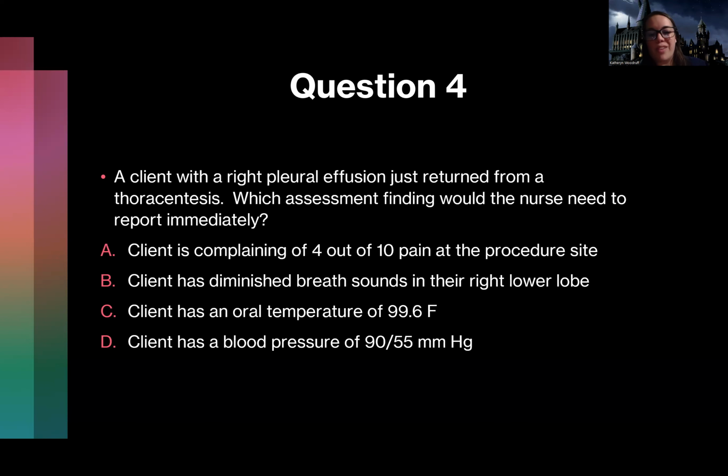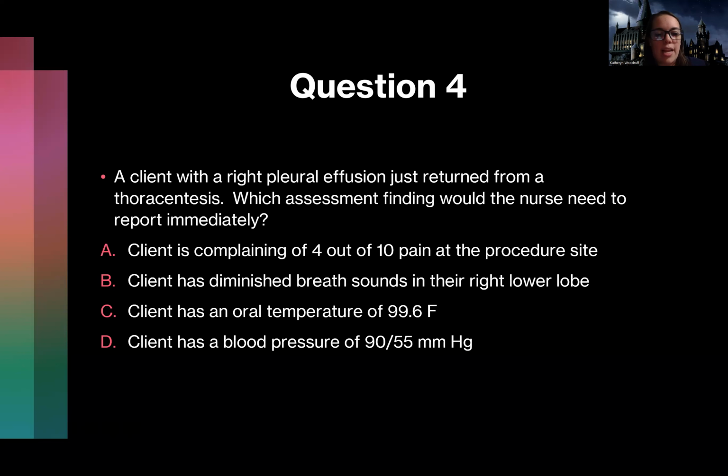Client has an oral temperature of 99.6. Well, that's not a fever. It's mildly elevated, but they might have that. They have some inflammation, other things going on, and pleural effusions can sometimes have infection and other things in them. So that doesn't sound like, oh my gosh, I need to report this right now. Again, when this question says report immediately, it means that if I don't report this, the patient could die or something serious could happen. So I need to figure out which one of these, if I don't report it, something super serious can happen.